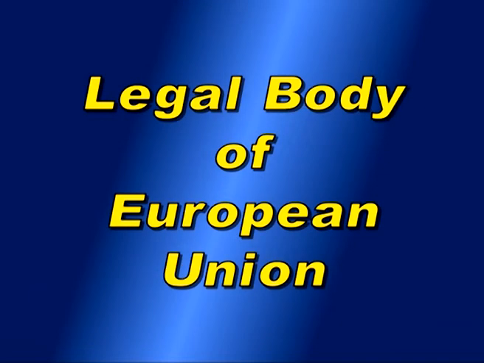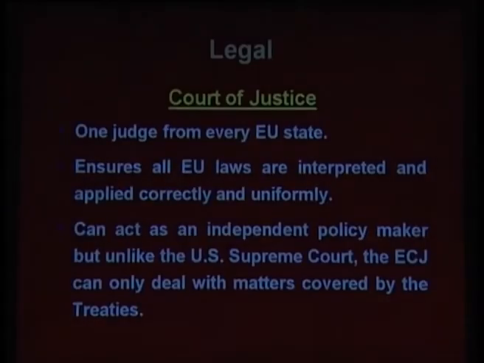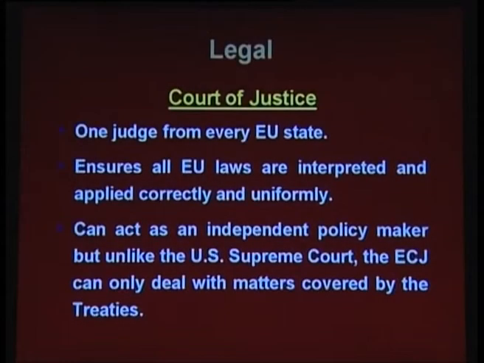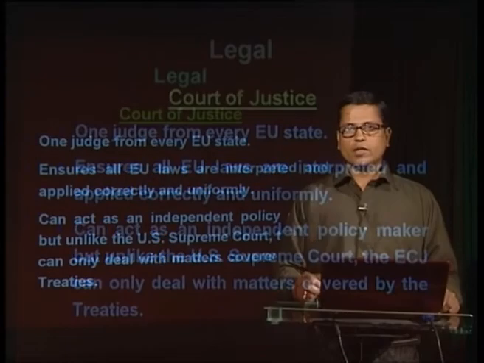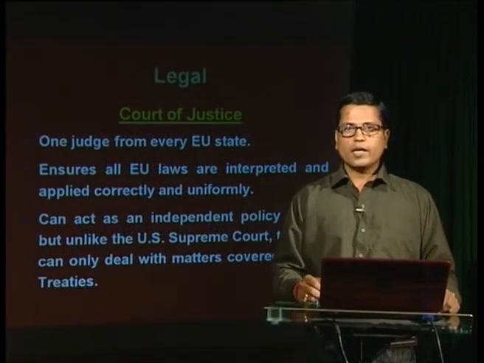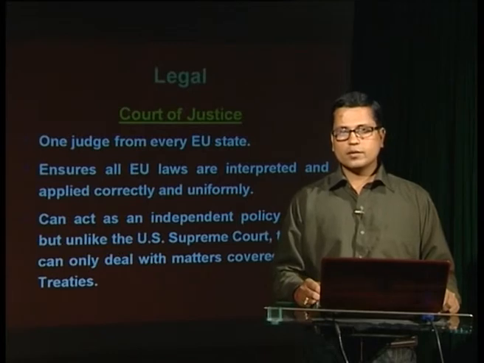The legal body in the European Union is the Court of Justice. It has one judge from every European Union state. It ensures all EU laws are interpreted and applied correctly and uniformly. It can act as an independent policy maker, but unlike the US Supreme Court, the European Court of Justice can only deal with matters covered by the treaties. All other matters not covered under the treaties cannot be taken care of by the Court of Justice.